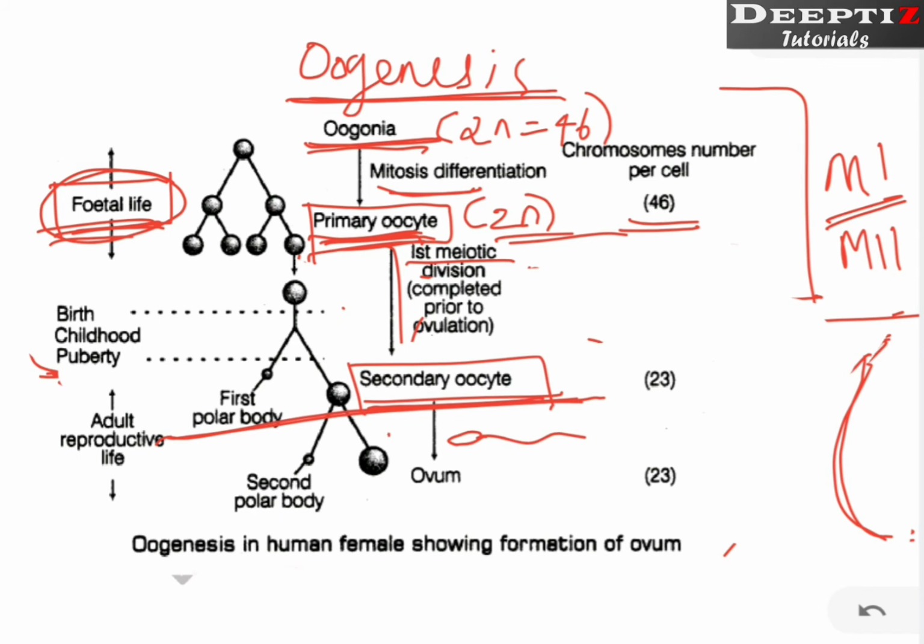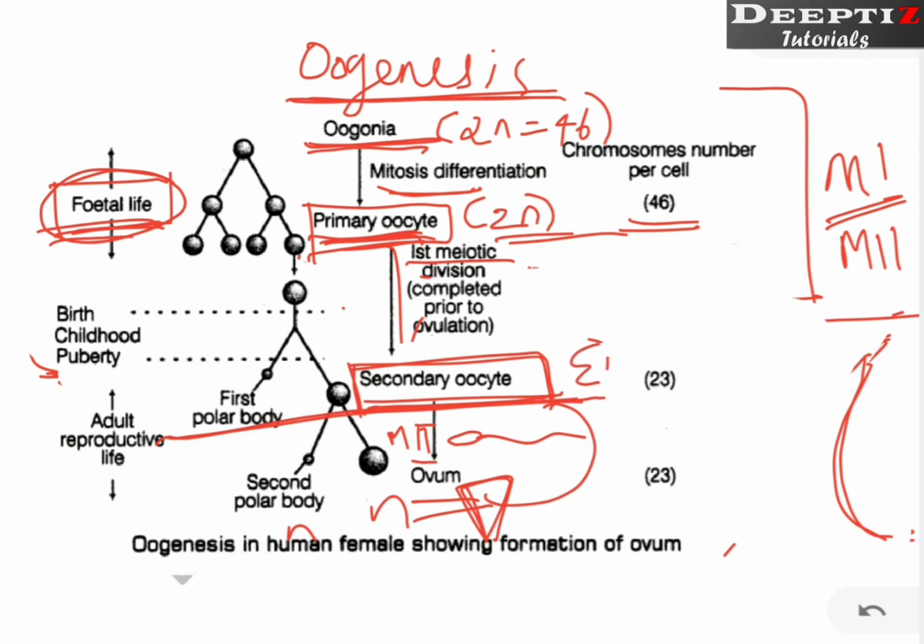That results in meiosis 2. So there will be further division. The completely developed ovum will be there. Now fertilization will take place. The secondary oocyte is not undergoing the fertilization. Instead, immediately it will be converted into a fully developed ovum. That ovum is going to fertilize with the sperm.